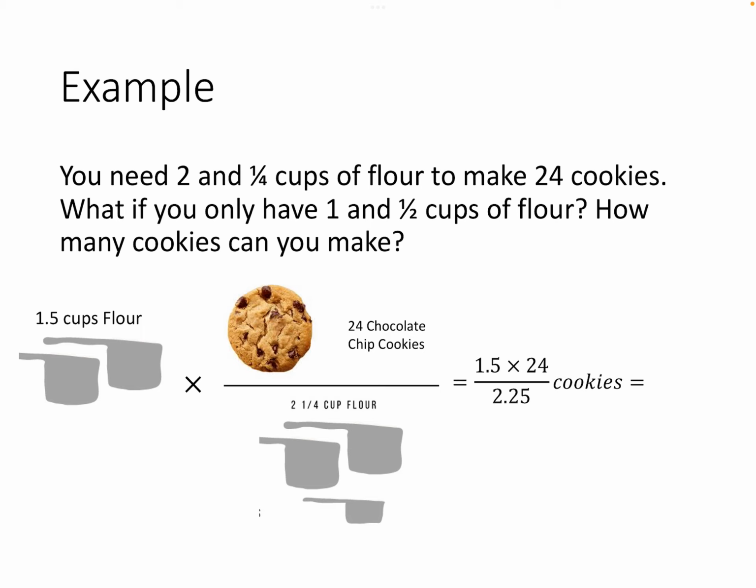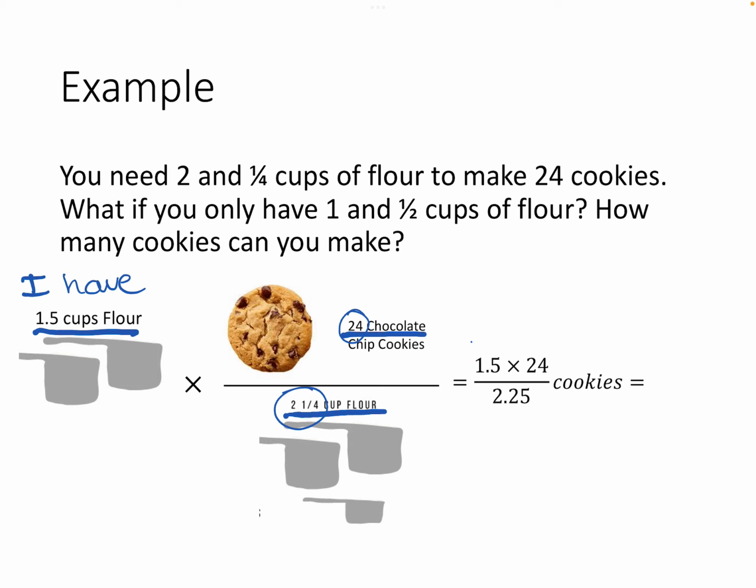Now, for example, let's say that we need 2¼ cups of flour, like we saw earlier, to make 24 cookies. But we go to our cupboard and we only have 1½ cups of flour. So we want to figure out how many cookies we can make with only 1.5 cups of flour. So we can set this up mathematically. We can say, okay, I have 1.5 cups of flour, and the normal ratio is 24 to 2.25.